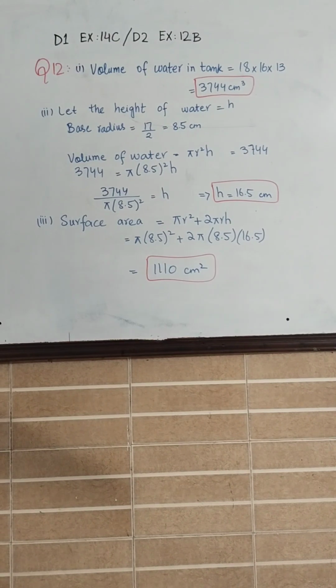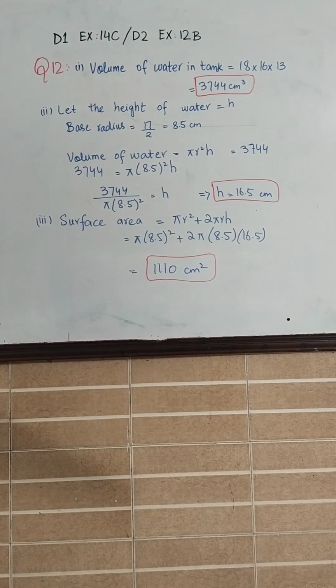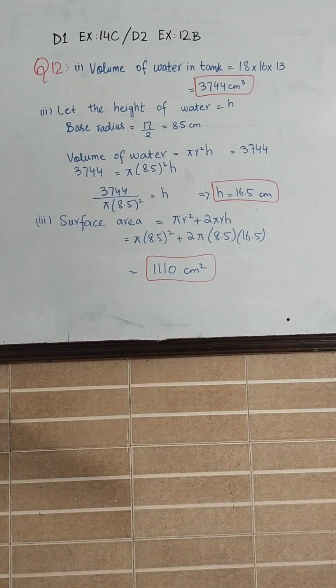In the first step we have to find the volume. For the volume you need to multiply length with breadth and height. You got the volume. In the second part, they are asking for the height of water in the cylindrical container. What is the height of water? For the height of water, we suppose it is equal to h. Base radius is equal to 8.5 centimeter. The volume of water is pi r square h. But we are given the volume. Where is the volume? In the first part, we have found out the volume.